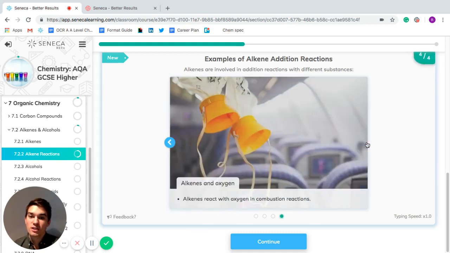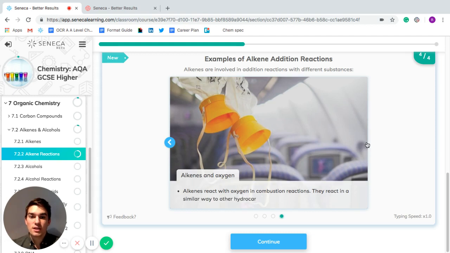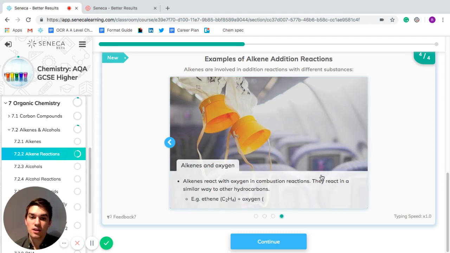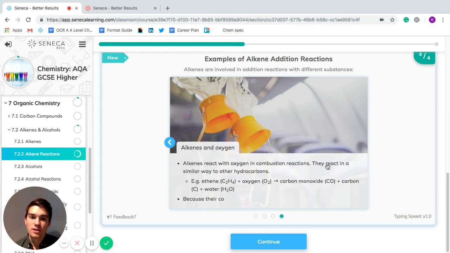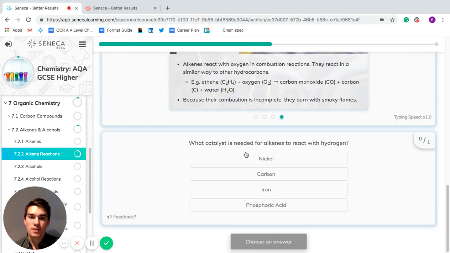One real-life example of alkenes and oxygen is that alkenes react with oxygen in combustion reactions, so that is when things catch fire. They react in a similar way to other hydrocarbons. So you've got ethene plus oxygen going to carbon monoxide, carbon and water. Carbon dioxide is not produced, and carbon monoxide is, because it's an incomplete combustion, and then it will have smoky flames with that.